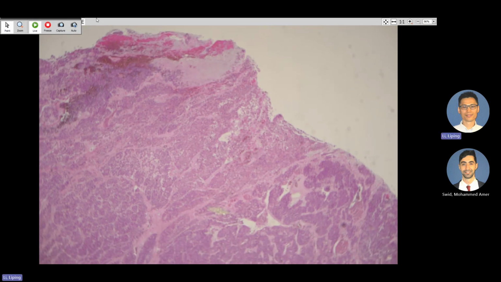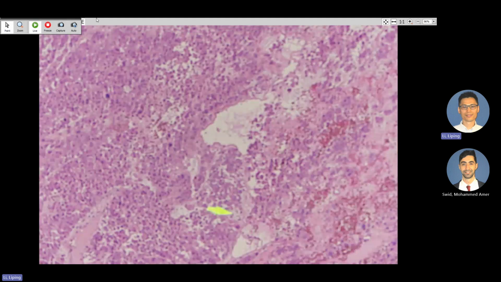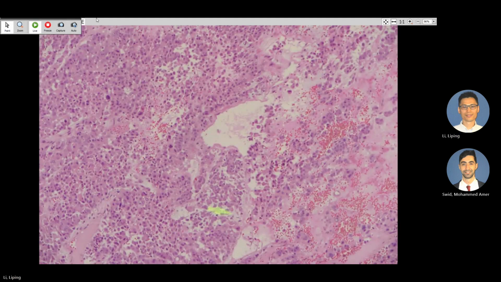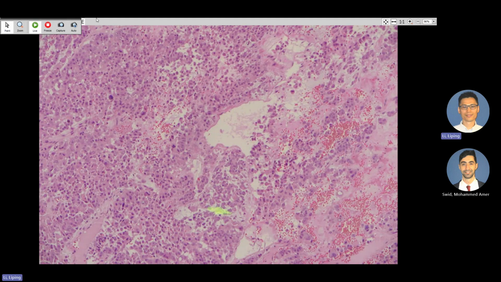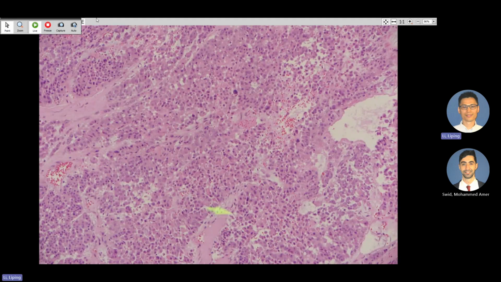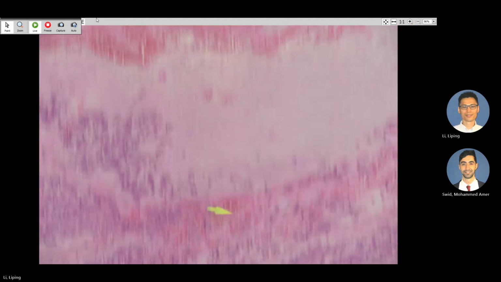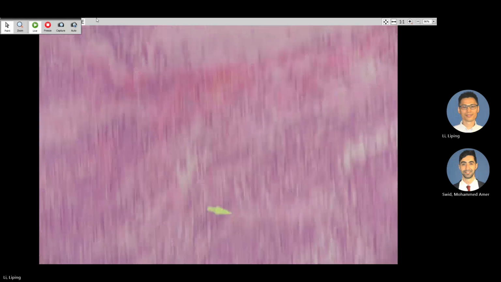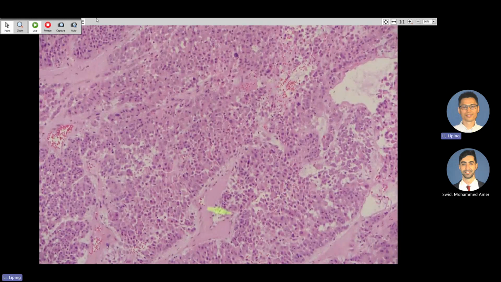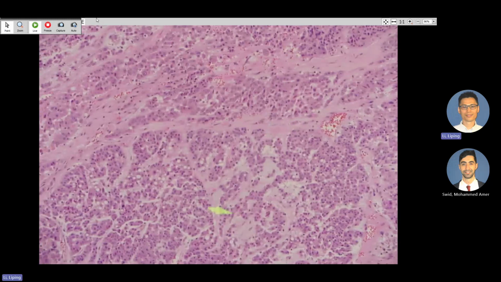And then if we look in high power, we can see some mitotic figures. Also the cells are kind of pleomorphic, but compared to the previous one, it seems not as pleomorphic. We can see necrosis here, and in some areas I can find some mitotic figures. We are not going to count here.